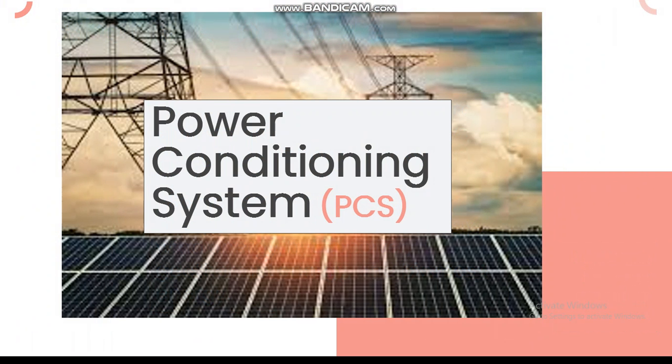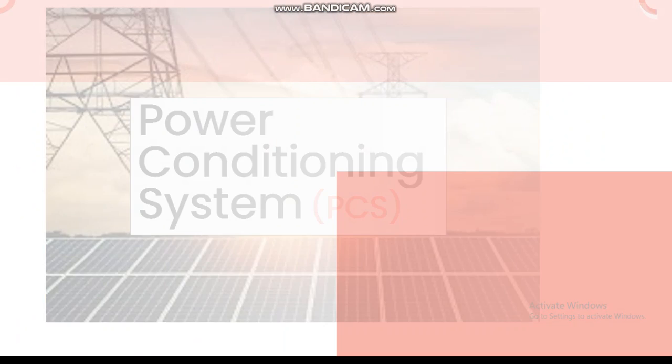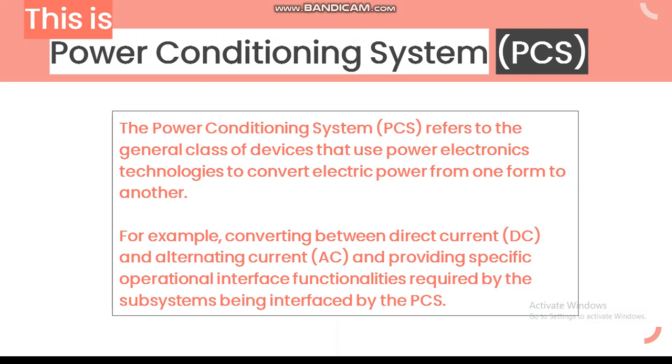So we move to power conditioning system, which is the stand for PCS. What is PCS? The power conditioning system refers to the general class of device that use power electronics technologies to convert electric power from one form to another. For example, converting between direct current DC and alternating current AC and providing specific operational interface functionalities required by the subsystems being interfaced by the PCS.